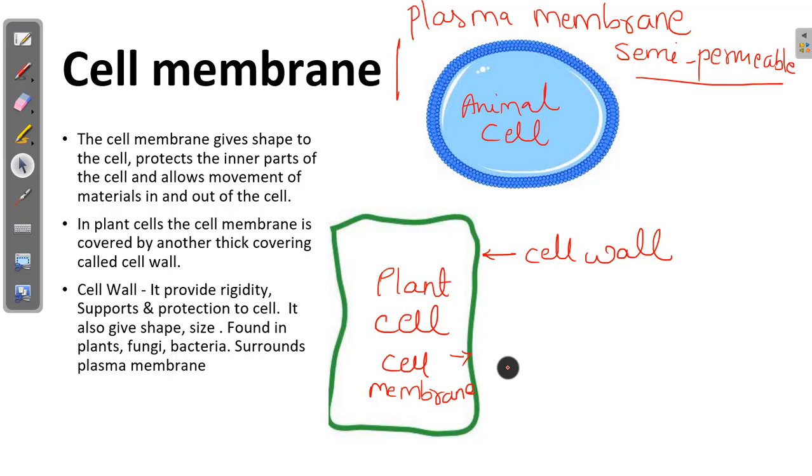So this cell wall is present only in plant cell. Why is it present in plant cell? Why not in animal cell? The plant cell has to be stronger to survive the environmental conditions. Animals can move from one place to another. Plants cannot. Hence they have to survive the environmental changes, and hence they have to be stronger. So this cell wall gives them more rigidity. Rigidity means it makes them harder. It supports and gives protection to the cell. In addition, it also gives shape and size.